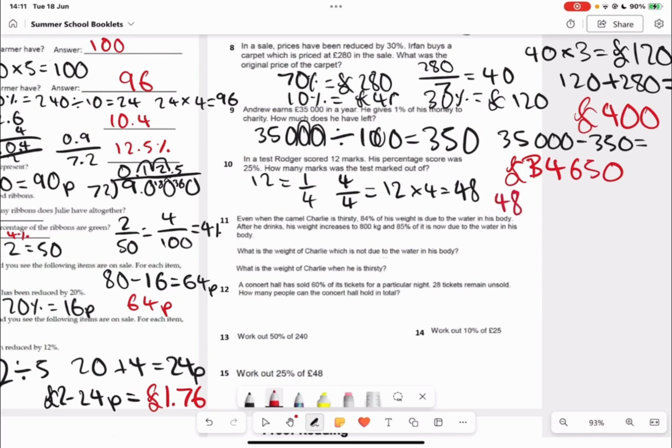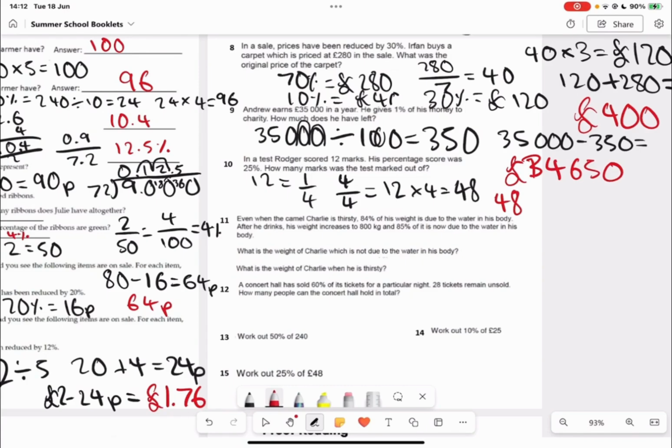Okay, question 11. Even when the camel Charlie is thirsty, 84% of his weight is due to the water in his body. And after he drinks, his weight increases to 800 kilograms, and 85% of it is now due to the water in his body. So what is the weight which is not due to water in his body? And then what is the weight when he's thirsty? So first we'll look at this first part, the weight which is not due to the water in his body.